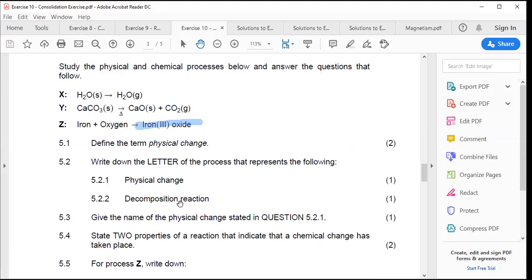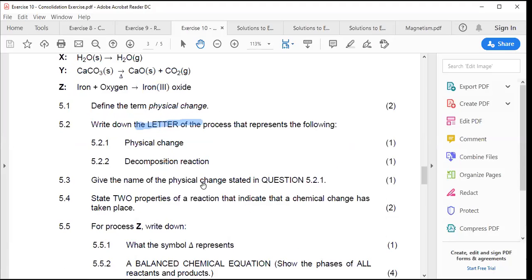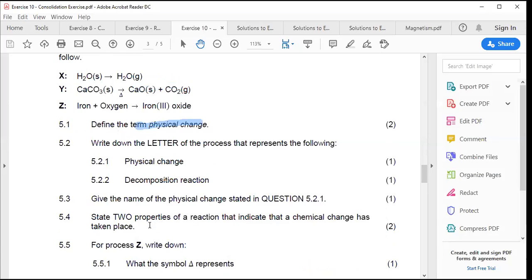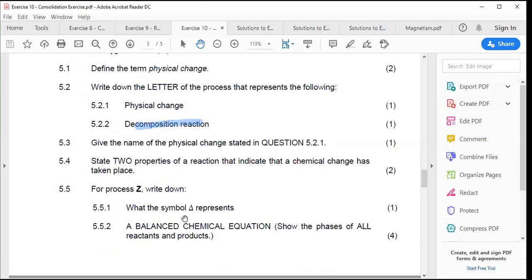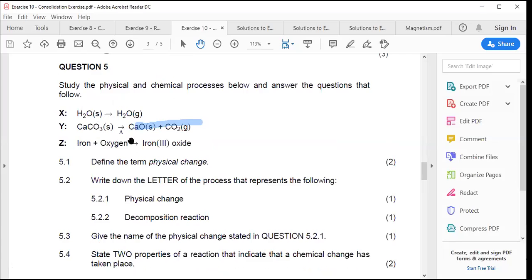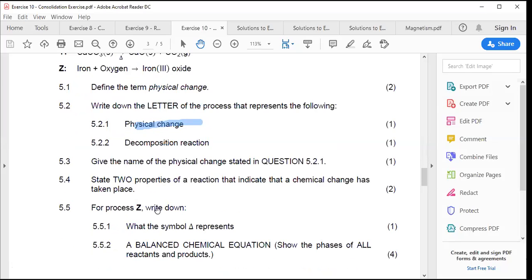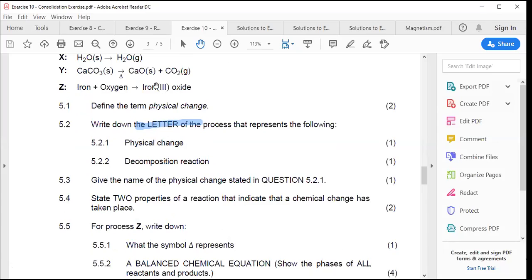Next one, 5.2.2, decomposition reaction. We have to look for the one that starts with 1 and gives us 2. So the answer is Y. The name of the physical change stated in 5.2.1, that's sublimation. I think we spoke about this sometime. Right, state 2 properties of a reaction that indicate that a change has taken place. We spoke about this one as well. Then what does the symbol delta represent? It represents your heat, right? But the question here says for process Z. I remember already you raised something about this, but it's fine. You just answered the question. I think it doesn't affect the answer.